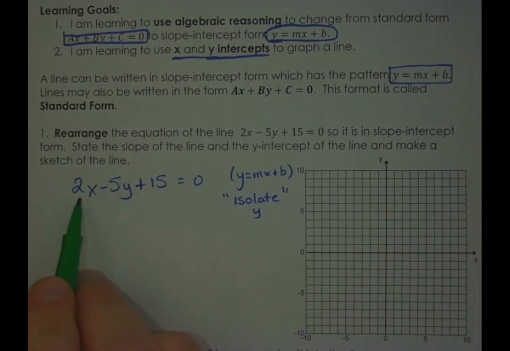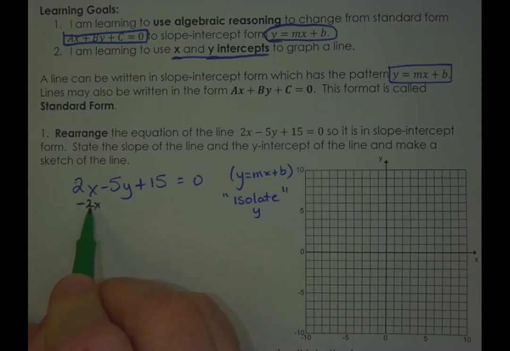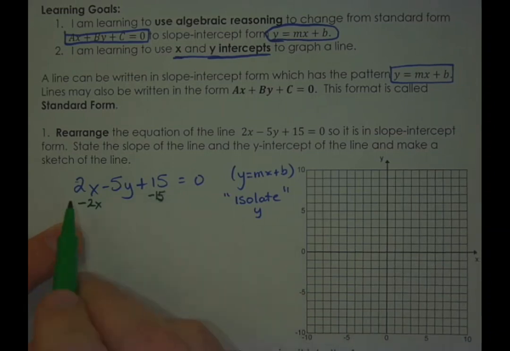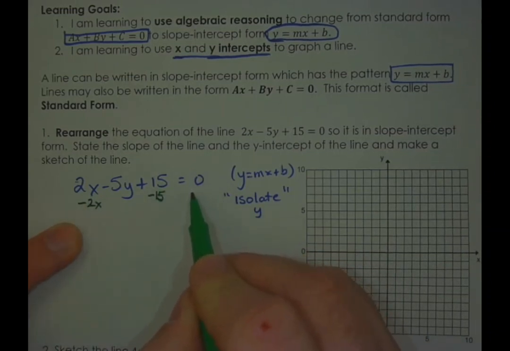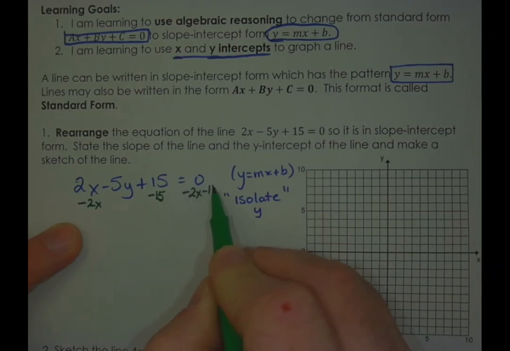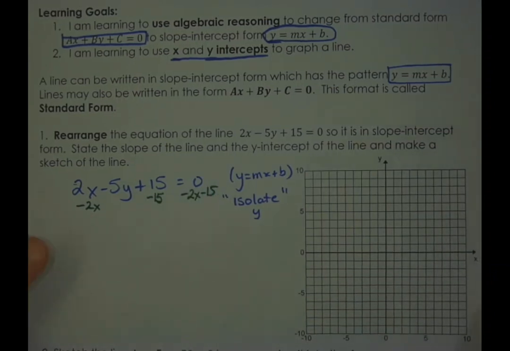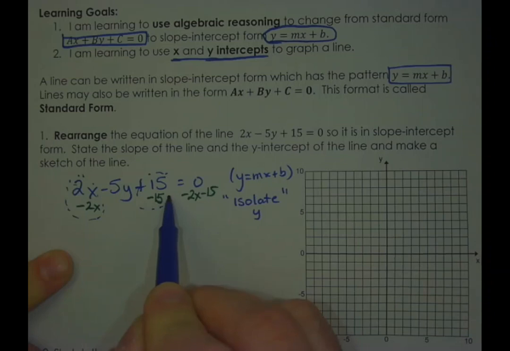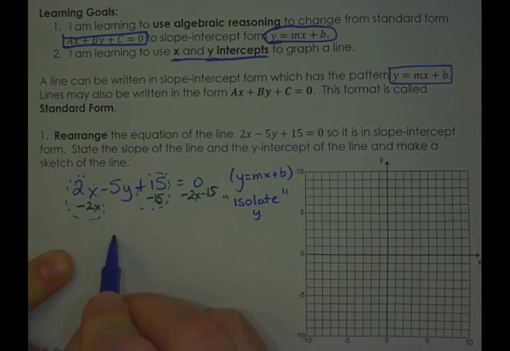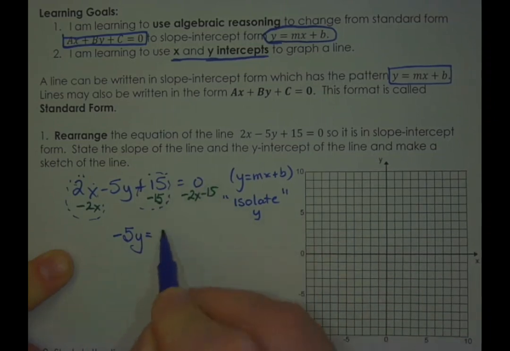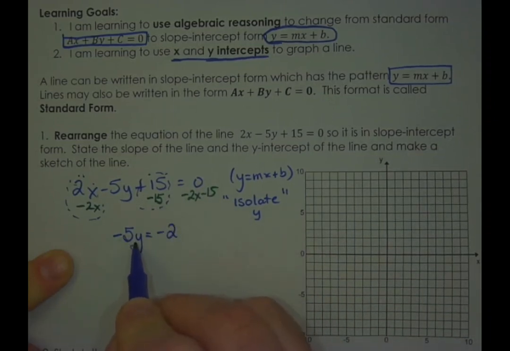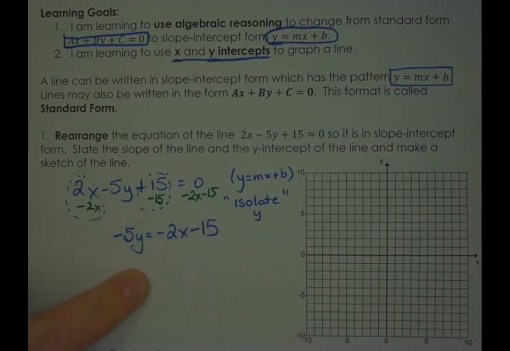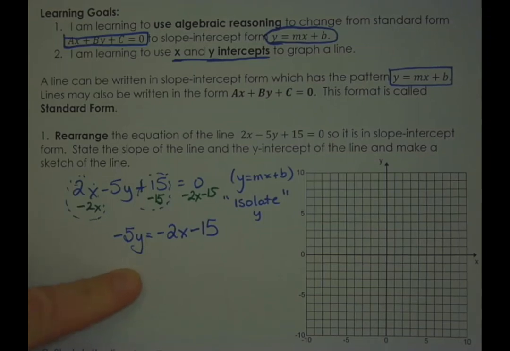And we look at this and say, well, if I make this 0, I can subtract 2x, and I can subtract 15 from this side. I have to do the same thing to the other side, negative 2x minus 15. And what happens there is we've made a 0 pair here. That's 0, and that's 0. So what I'm left with on the left side of this equation is -5y = -2x - 15. So we've got all the other terms to the other side.